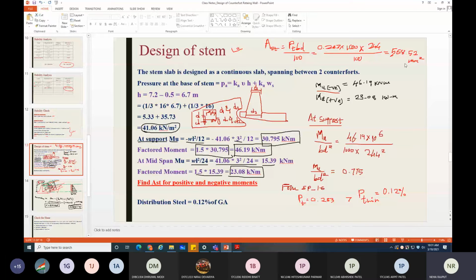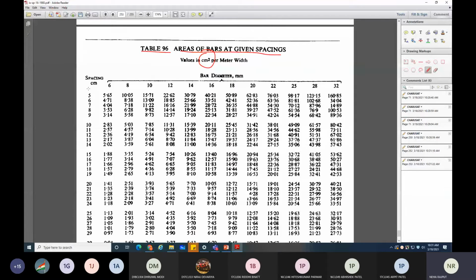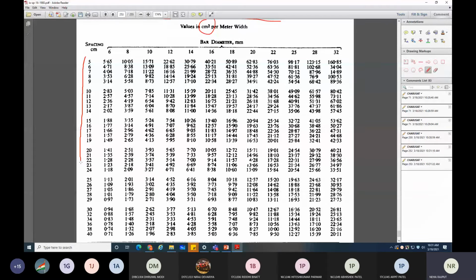So here you need to convert into centimeter square. So that will be 5.68 centimeter square. So this 568 mm square will convert into 5.68 centimeter square. And here all these are the spacing column. This column is for spacing in centimeter. Spacing is given in centimeter. These are all the diameters of bar which are used on site, given up to 32 mm diameter, and all other values are the area in centimeter square.